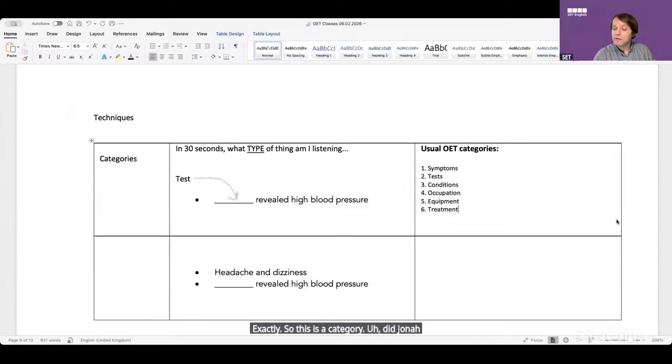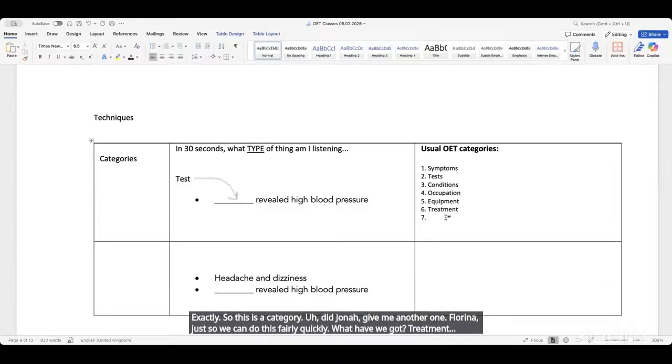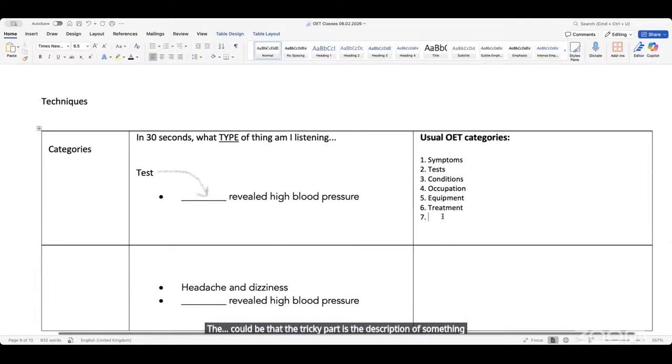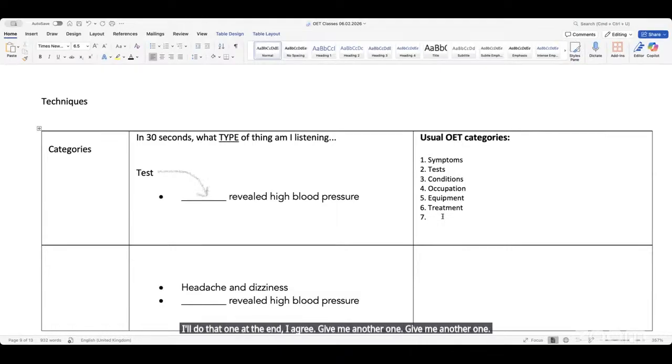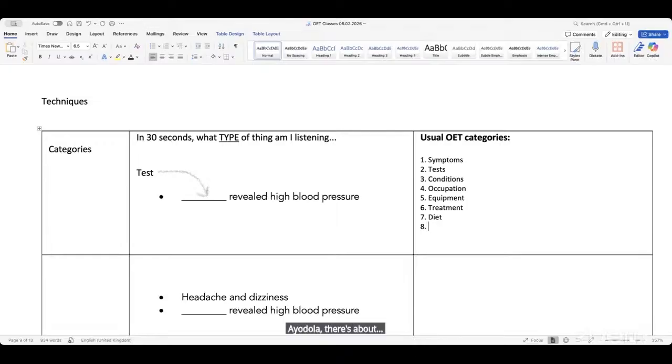Jonah, give me another one. Florina, just so we can do this fairly quickly. What have we got? Treatment. The tricky part is the description of something. I'll do that one at the end. Okay. Give me another one. Diet. Okay. This is a good one. Angela, can you tell me one? Ayodola, there's about 14. Hobbies. Hobbies is a very common one.